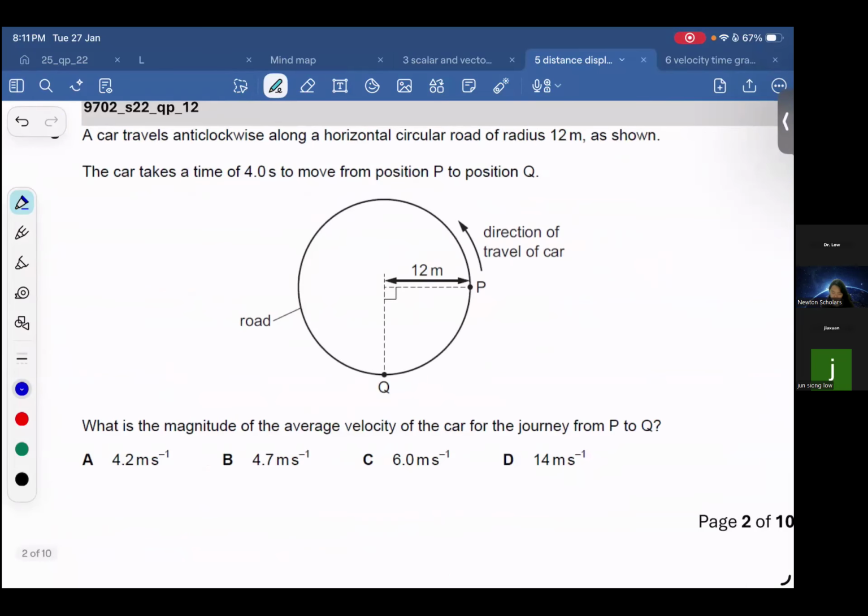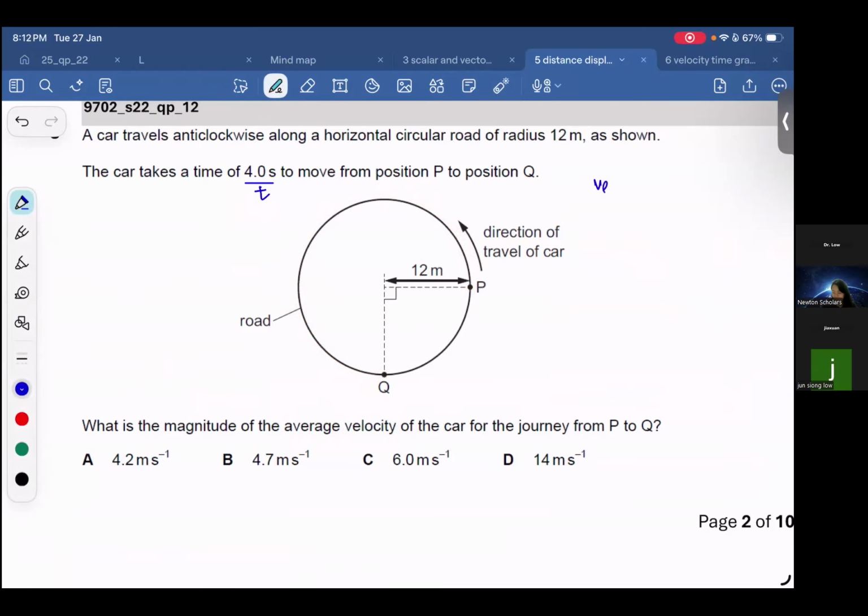Okay, so here we test another question. A car travels anti-clockwise along a horizontal circular road of radius 12 meters. The car takes a time of 4 seconds, so this is the time, to travel from P to Q. They travel from here to here. What is the magnitude of the average velocity?